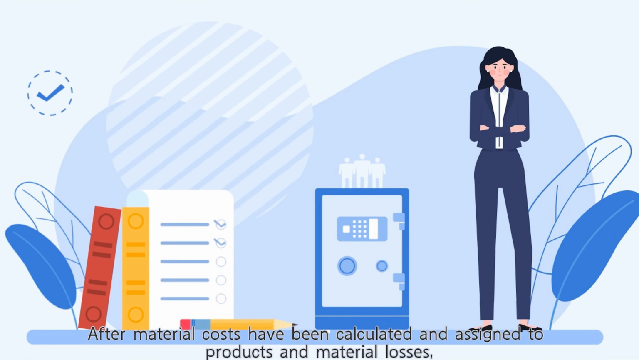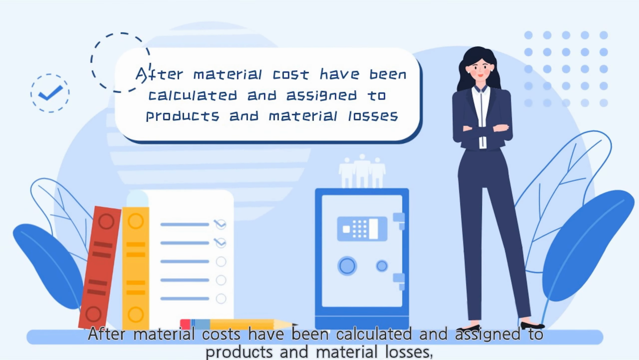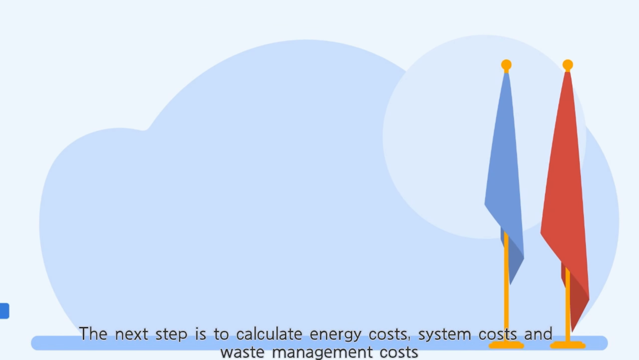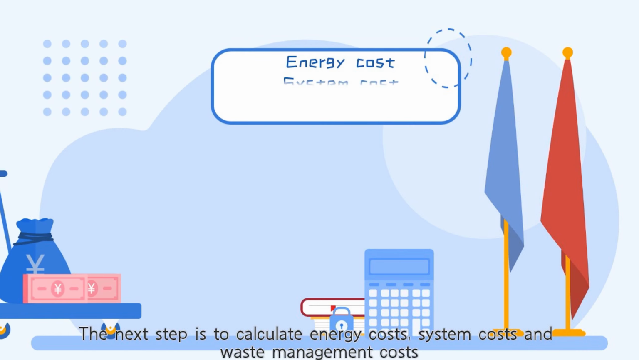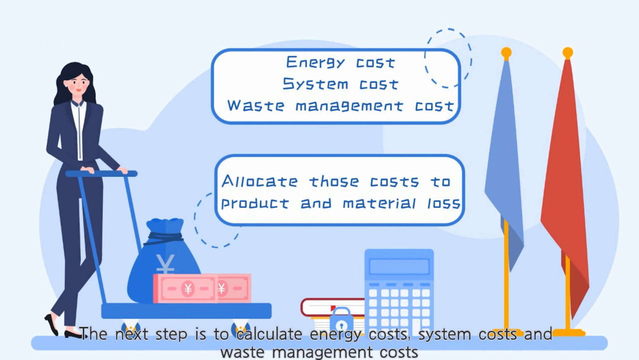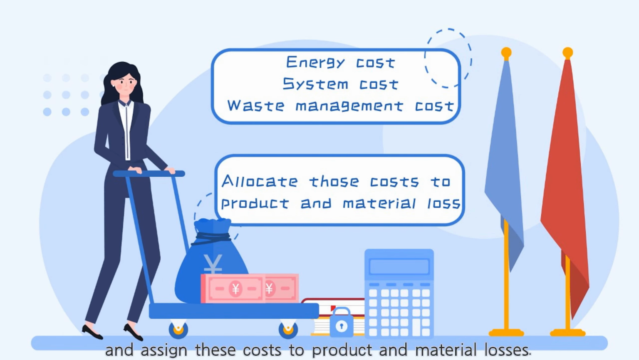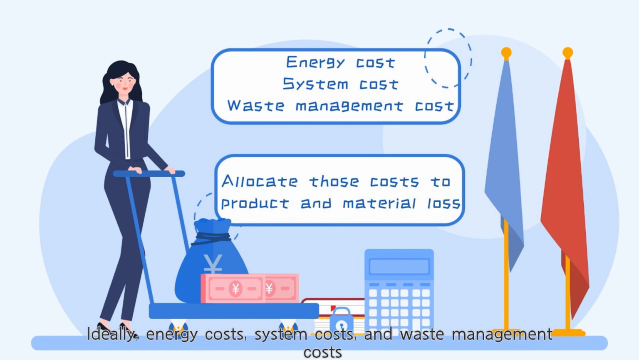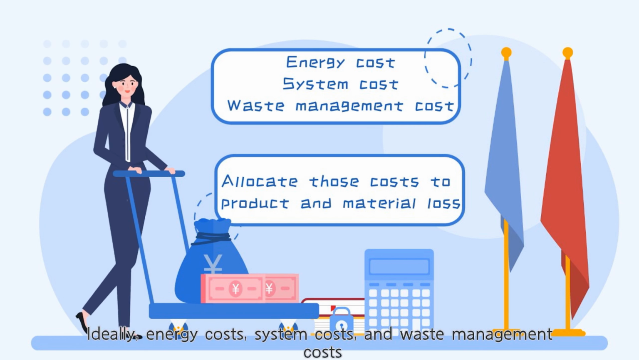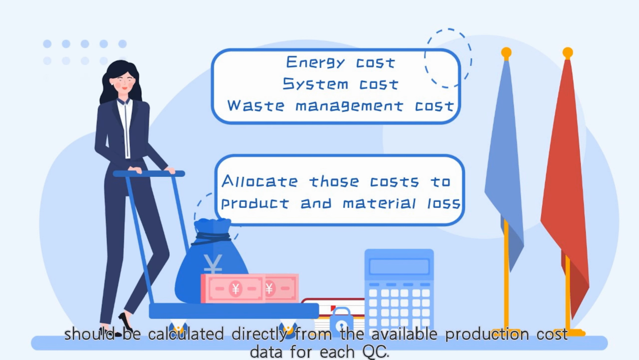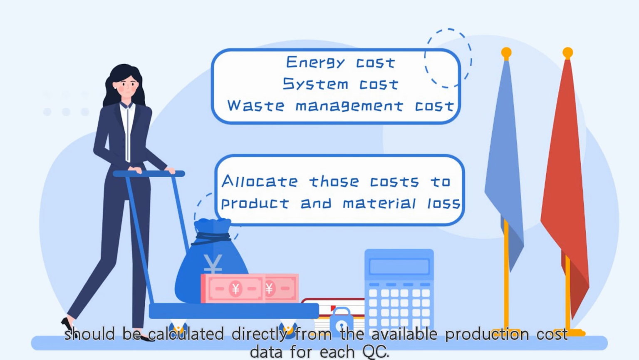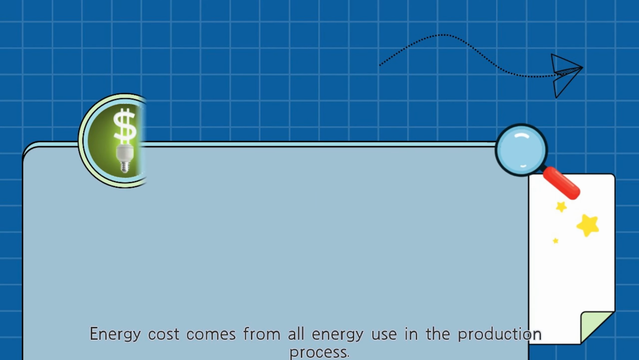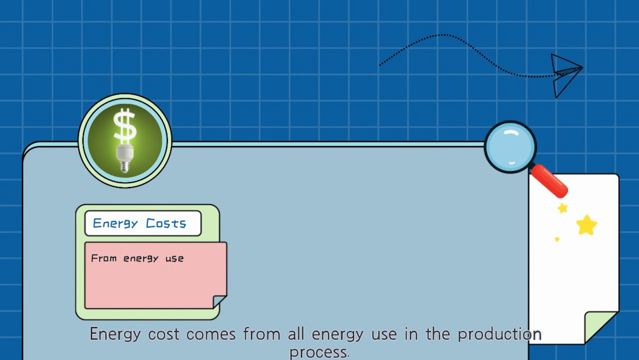After material costs have been calculated and assigned to products and material losses, the next step is to calculate energy costs, system costs, and waste management costs and assign these costs to product and material losses. Ideally, energy costs, system costs, and waste management costs should be calculated directly from the available production cost data for each QC.